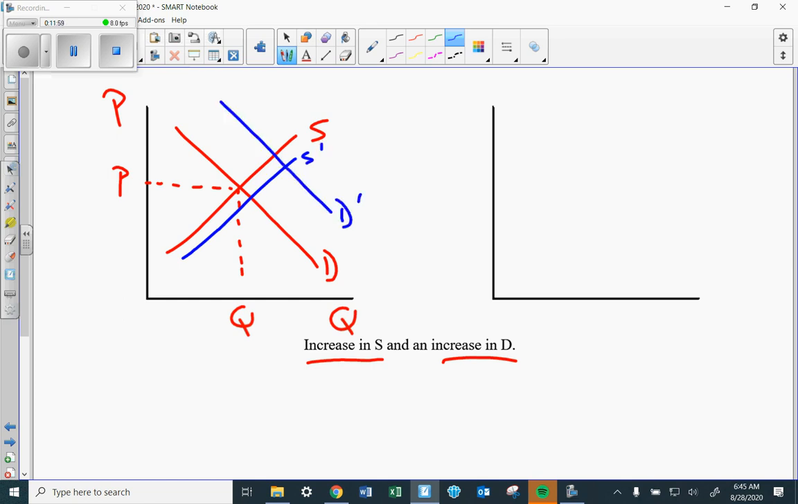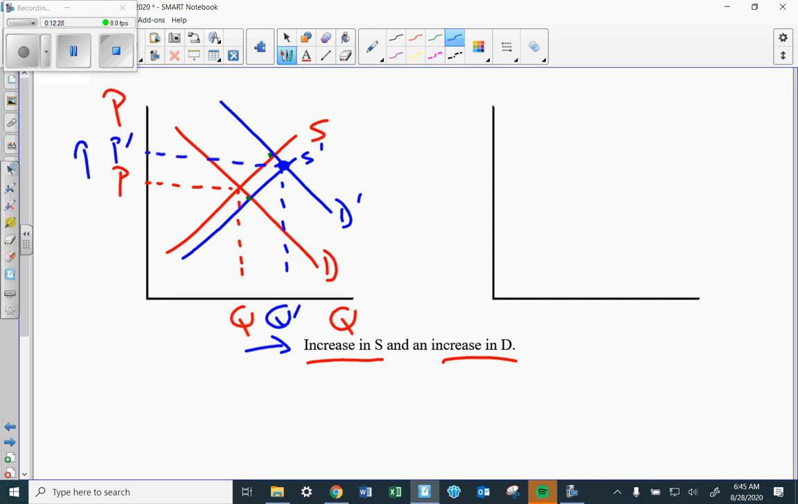Now, when you do that, you've got to find your S prime, D prime intersection. You've got to find the double intersection of those two. Okay, these other points are not important. The S, D prime and the D, S prime are not important. So these little green ones are not important. You're looking for the two primes. And when you do that, what you find is that quantity increased and price increased.